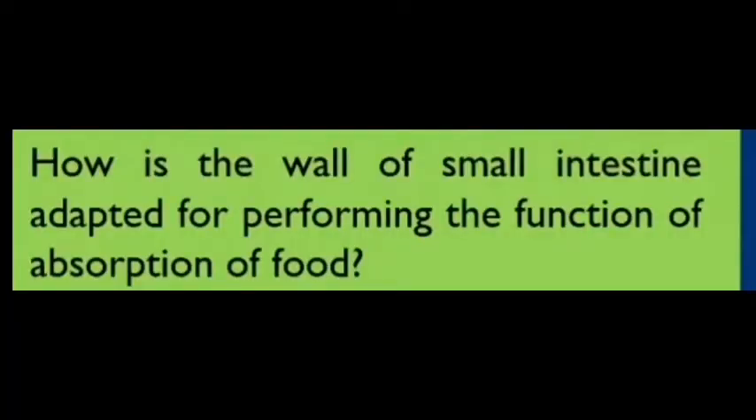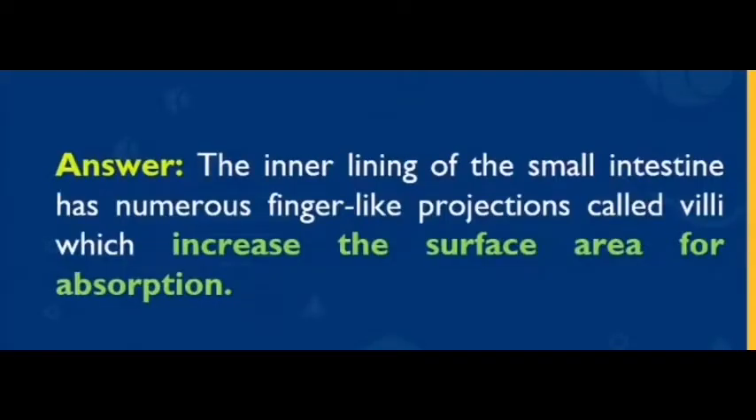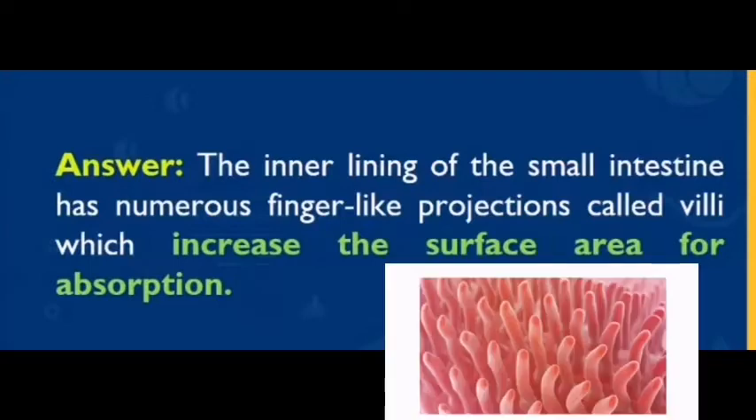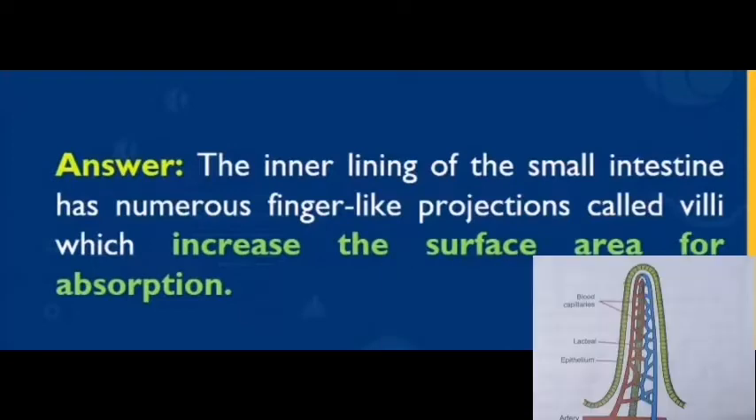See the next question, question number 11. This is a choice question. 2 questions are asked here. You need to answer only one question. The first question is, how is the wall of small intestine adapted for performing the function of absorption of food? You have learned that when we eat food, it gets completely digested and absorbed in the small intestine. So you need not explain too much. You can write the answer as: the inner lining of the small intestine has numerous finger-like projections called villi, which increase the surface area for absorption. This is how you can write it in just one sentence.